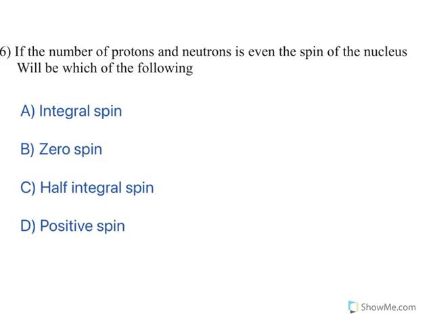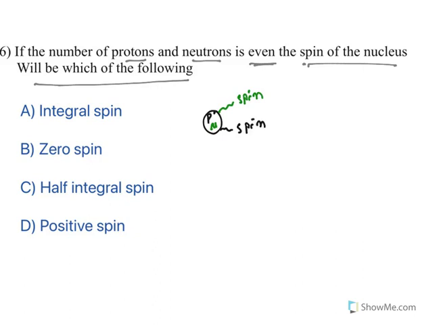Now, if the number of protons and neutrons is even, the spin of the nucleus will be which of the following? So this is basically about nuclear spin. Now you need to understand certain principles. These kinds of questions keep coming all the time. Now let us understand this. In the nucleus we have protons and neutrons. Both protons and neutrons spin. But if one proton and one neutron are there, both the spins will get cancelled. So this is the concept.